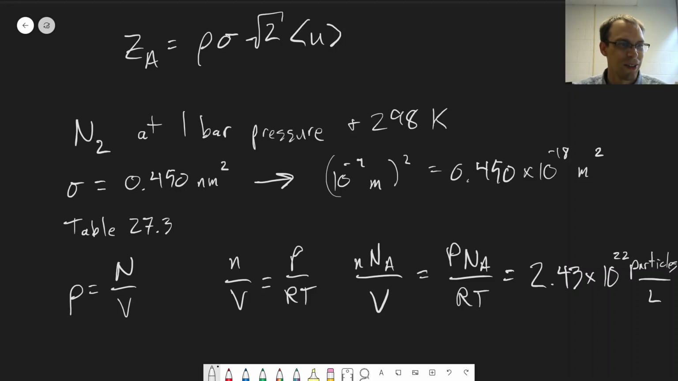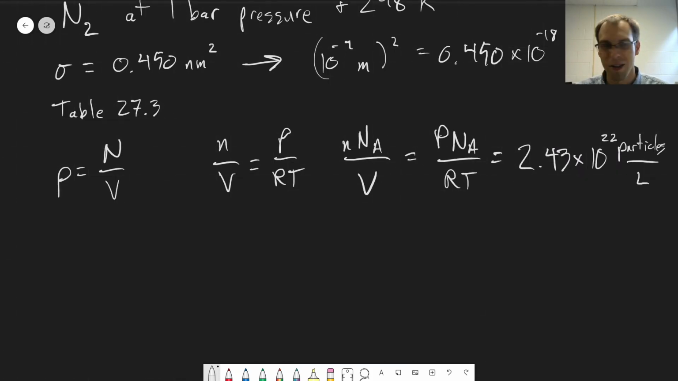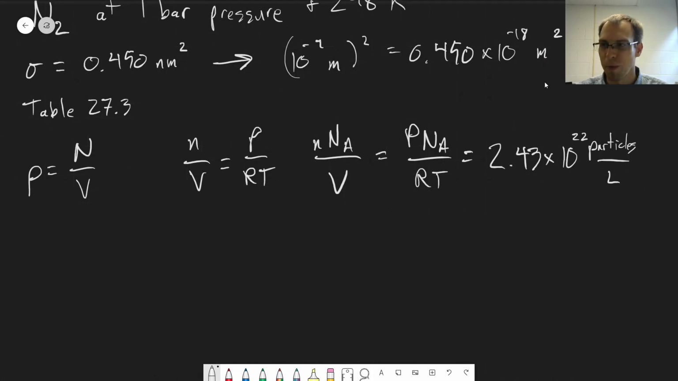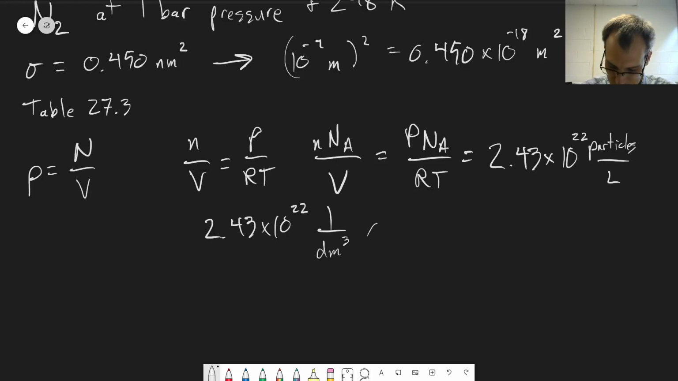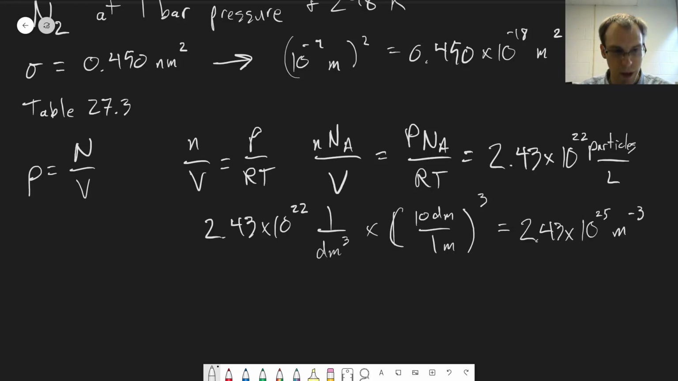Now we can convert it. To keep all of our units straight, liters is not too convenient here. We want cubic meters because we express sigma in meters squared, so we want to keep everything in meters. So we have to remember that 2.43 times 10 to the 22 particles per liter is the same as per cubic decimeter. The definition of a decimeter is there are 10 decimeters per meter, and that's going to be cubed. So we'll get 2.43 times 10 to the 25th particles per cubic meter.